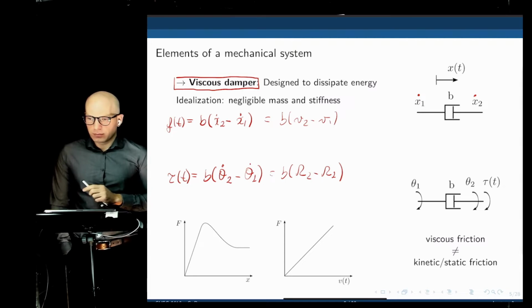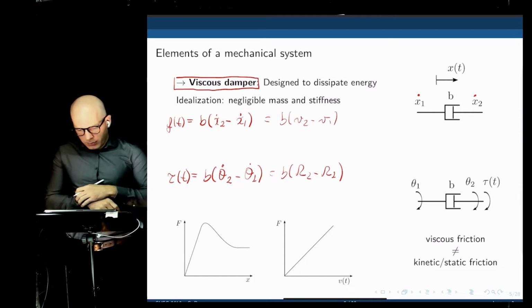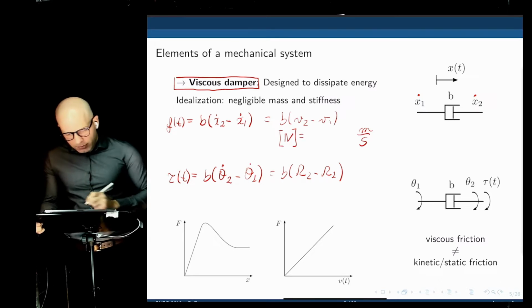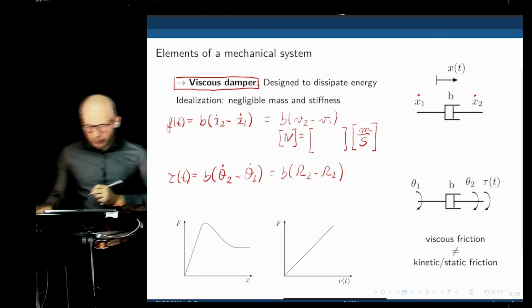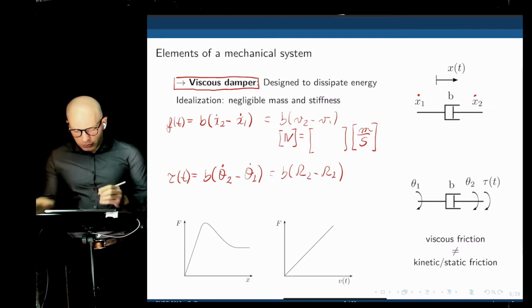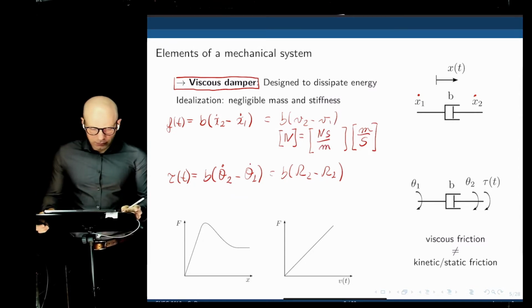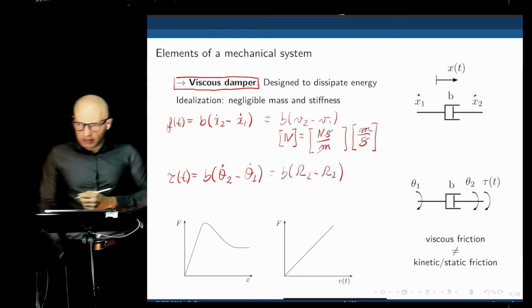What are the units for B? Well, let's see. Good question. So in the top one, we have a speed that is in meters per second. We have a force that is in newtons. So what should be B? Should be Newton second per meter. All right, so that when we cancel everything out here, we end up with newtons. So that's for the linear case.